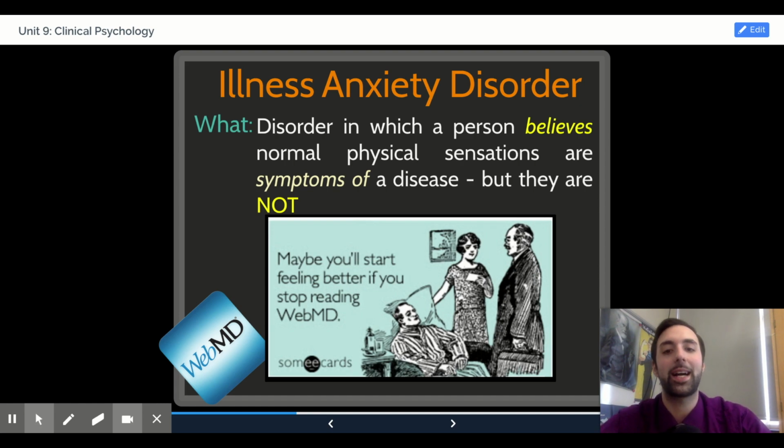And if that mindset of constantly seeking out information, particularly on something like WebMD, that confirms your beliefs that you're actually sick, are not true and are now interfering with your life, that in and of itself is classified as its own disorder.